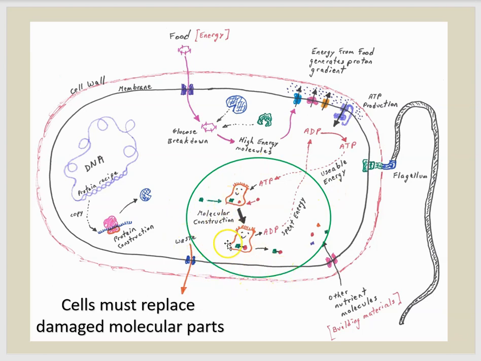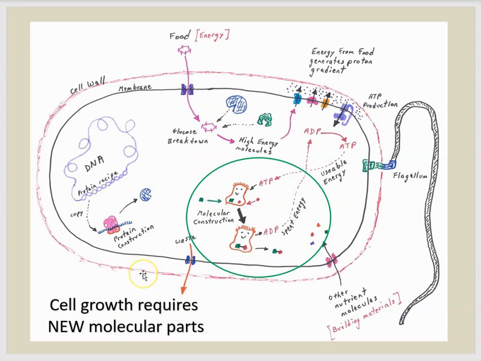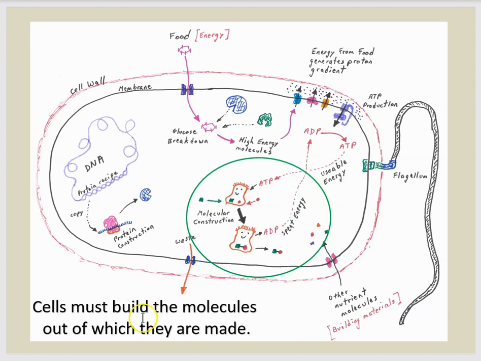We'll call this molecular construction. So cells have to build molecules. Cells are made out of molecules, and so they must build molecules. Why do they have to build molecules? Because the molecules inside cells can get damaged over time, and so they'll need to be replaced. In addition, if the cell's going to grow, you're going to have to build more molecules to sustain that cell growth. So cells must build the molecules out of which they're made, and that process is going to require an input of energy.